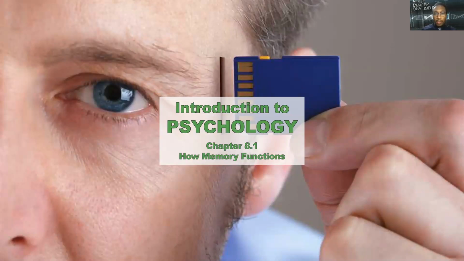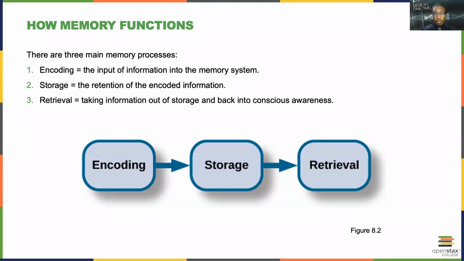Welcome to Chapter 8 of Intro to Psychology. In this video, we'll be discussing theories of memory. There are three basic processes that allow our brains to remember information. And those are encoding, storage, and retrieval.